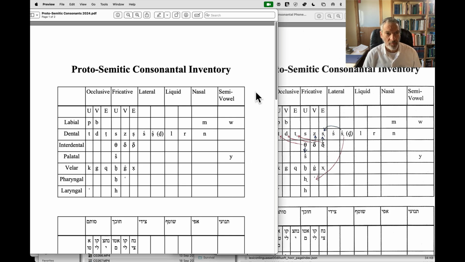Shalom. Now, today I'd like to talk about the Proto-Semitic consonantal inventory and its relevance for students of Hebrew or Arabic learning biblical Aramaic. Now, if we look here to the left chart, we look at the Proto-Semitic consonantal inventory.